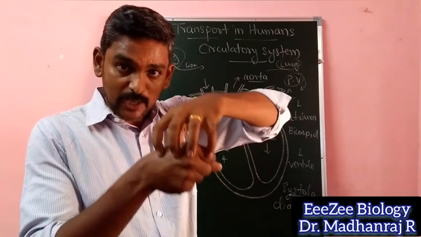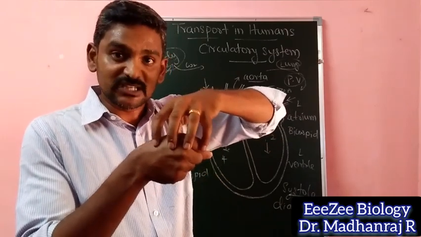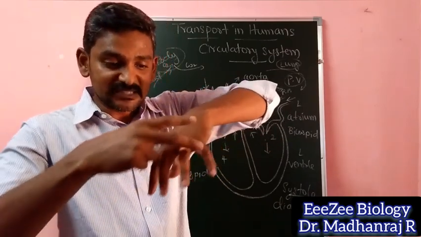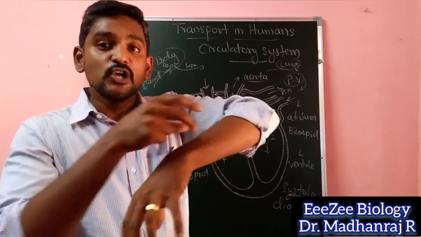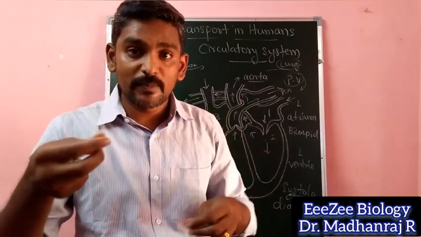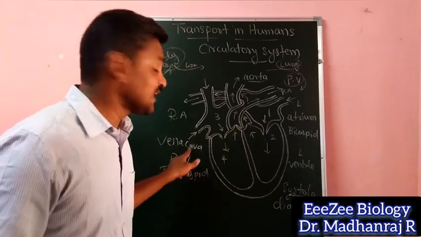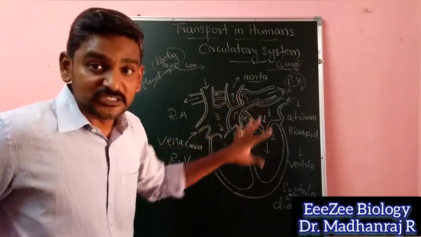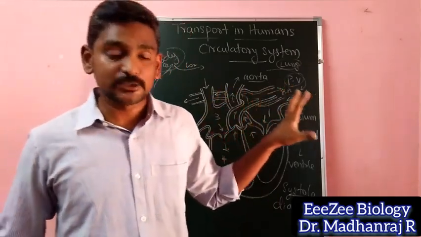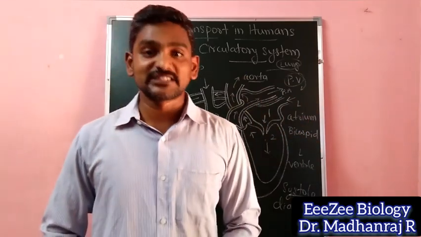The capillaries will be taking up the deoxygenated blood from the cell, that is carbon dioxide from the cell, and these capillaries join together to form veins. Through veins only deoxygenated blood will be carried, and it comes to the vena cava and reaches the heart. So this is how the overall process takes place in the circulatory system.